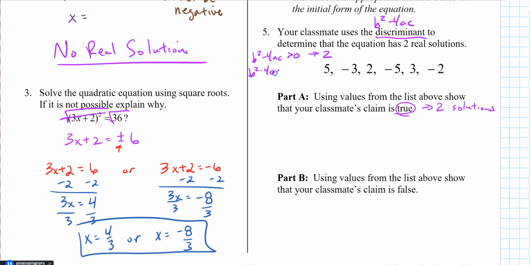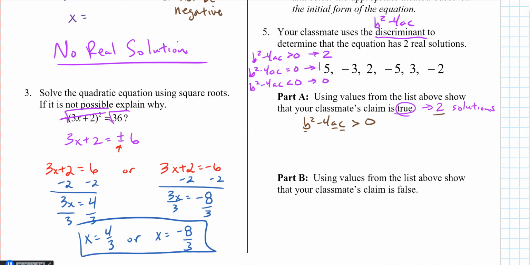If b squared minus 4ac was equal to 0, we had one solution. And if b squared minus 4ac was less than 0, we had 0 solutions. So if I want the claim to be true, I need to pick values for A, B, and C that give me two solutions, which means I need that to be greater than 0 when it's all done. Alright, so how do we do this?